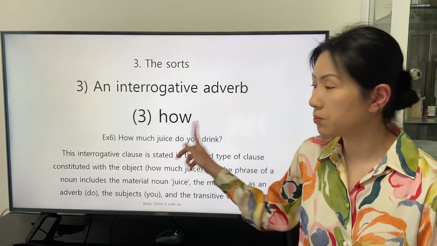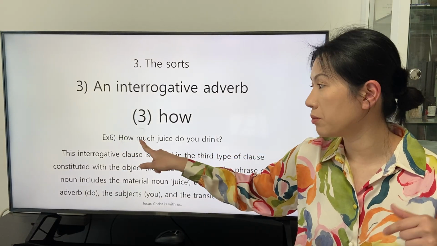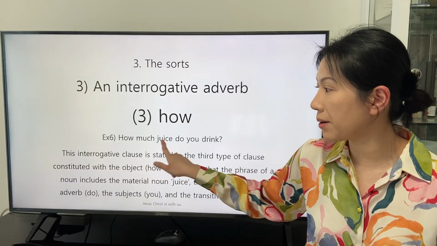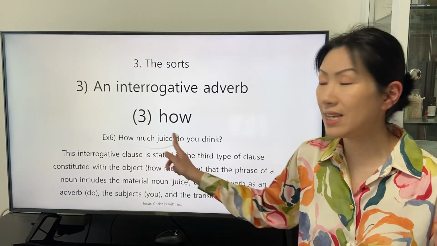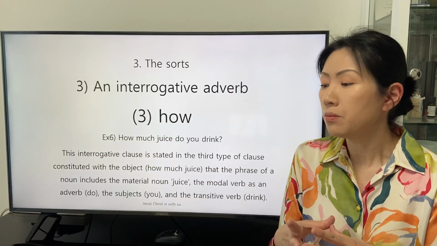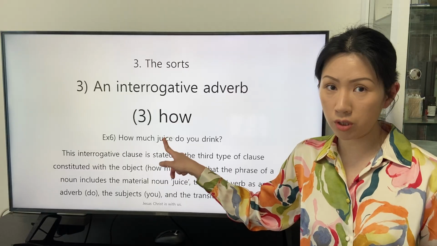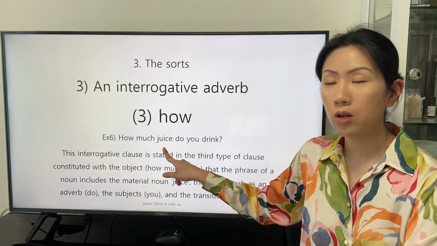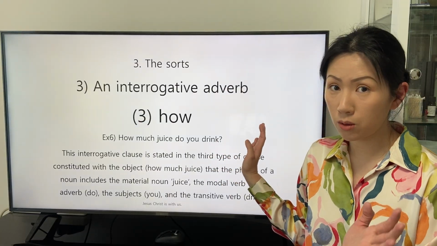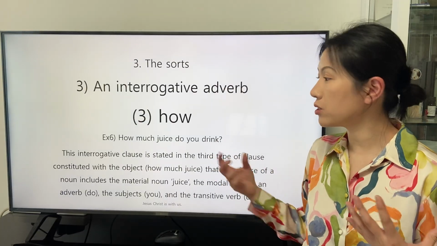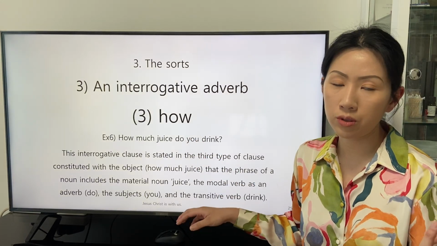And in this class, the interrogative adverb how describes the determiner much. The determiner much describes the material noun juice, and these three words form the phrase of the material noun juice, and this material noun indicates the object of this clause that receives the definition of the transitive verb drink from the subject, who are the listeners.